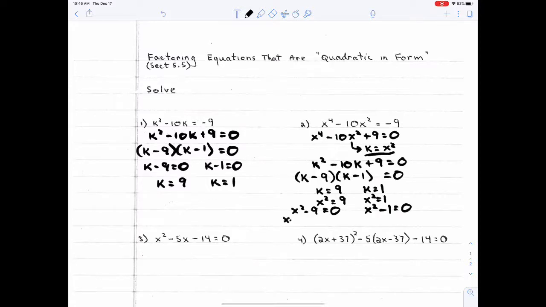Factor it. And if this seems like a lot of work to you, I agree with you. That's why I'm just not that excited about this method. But it helps some people, so that's fine. Okay? And then x equals 3 and negative 3 and 1 and negative 1.